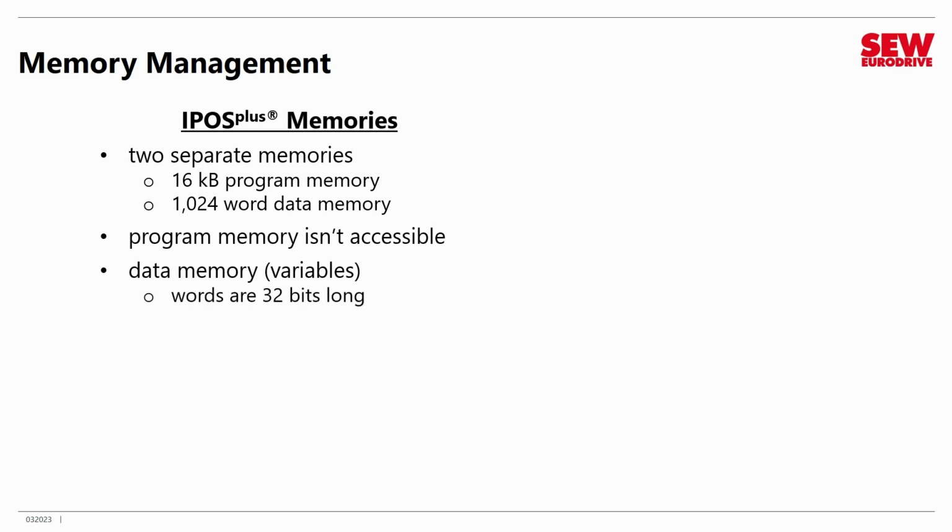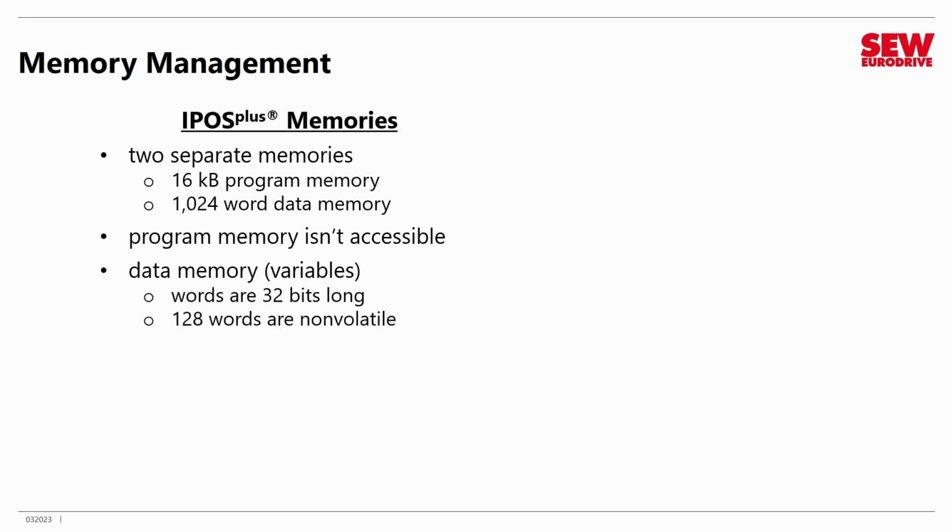Now, I said they're words, not bytes or kilobytes or anything. And that means they are 32 bits long. All right, so these are 32-bit long variables. There are 1,024 of them. And that allows you to store some pretty big numbers.